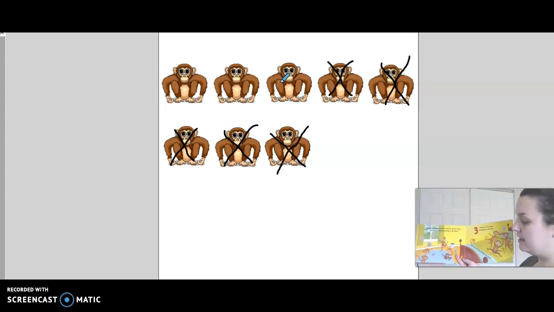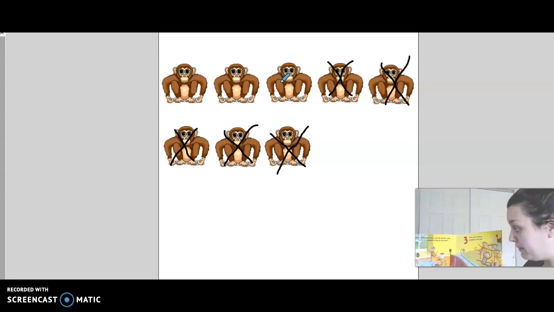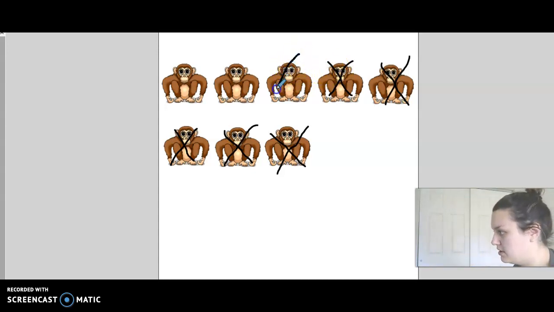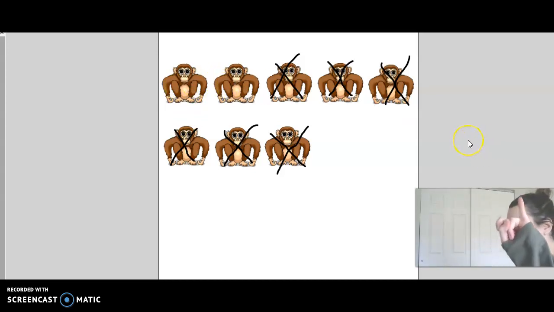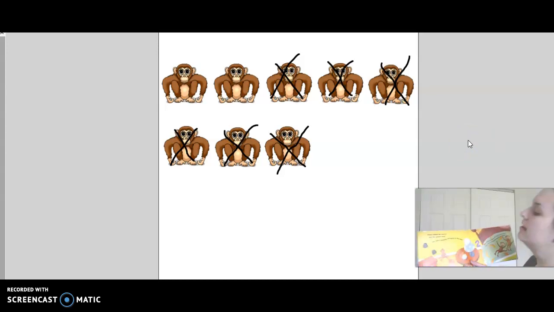Mama called the doctor, and the doctor said, "No more monkeys jumping on the bed." What's this number? 3, very good. 3 silly monkeys swinging on the bed. One fell off and bumped his head. Okay, so if one fell off, we have to cross him out. How many does our picture show that we have left? 1, 2. Very good. 1, 2. Let's see if the book matches what our answer is.